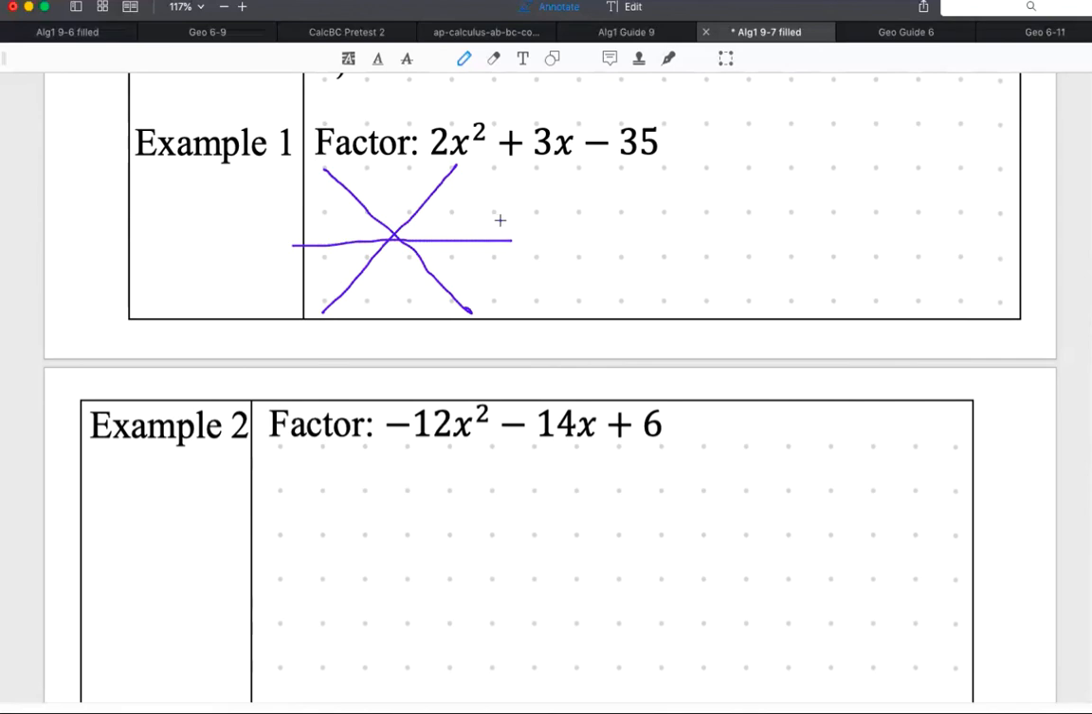Okay, so you gotta multiply 2 times negative 35. Okay. And that is negative 70. Okay, negative 70 goes where? Negative 70 goes in the top. All right.